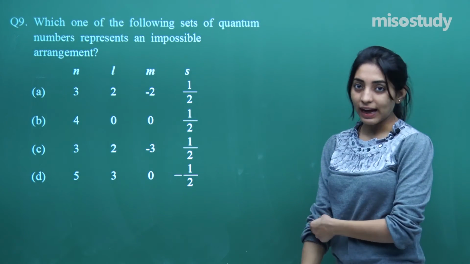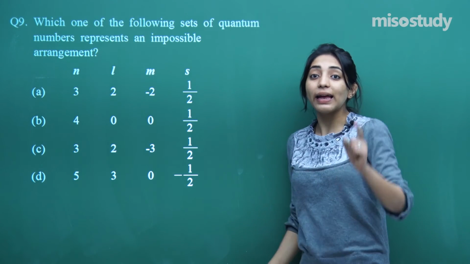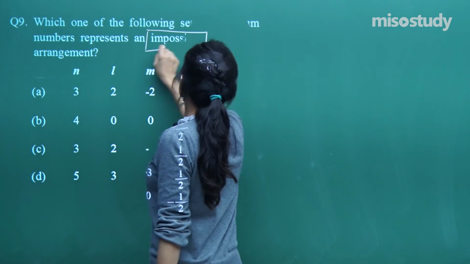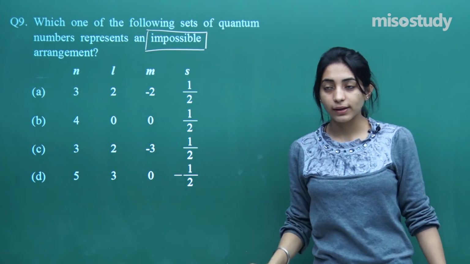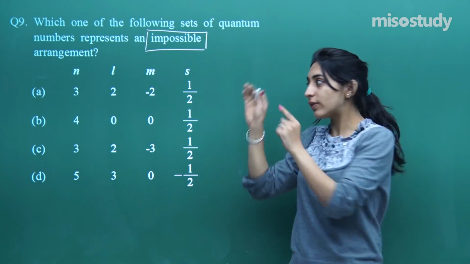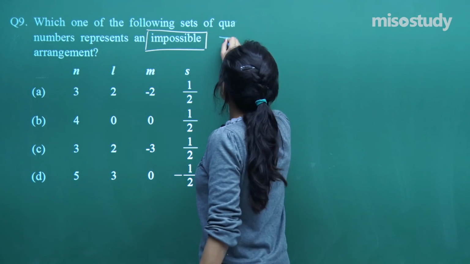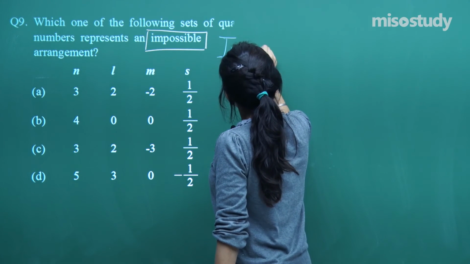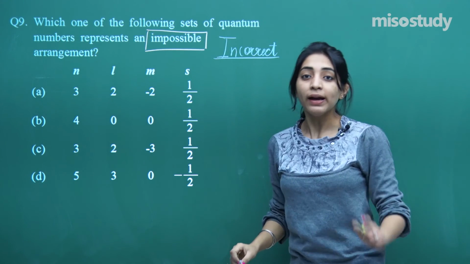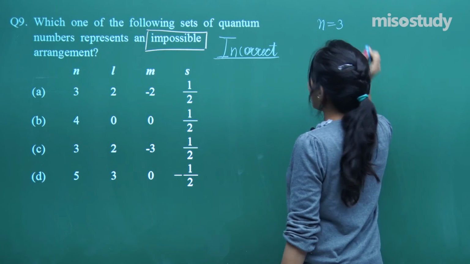See what's there in question number 9. Question number 9 says that which of the following set of quantum numbers represent an impossible arrangement? So this clearly says I am talking about impossible arrangement. That means which of them is not possible. That means you need to find out which of them is incorrect. So be clear, write it somewhere that he is asking incorrect option.